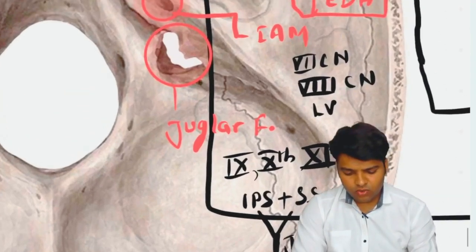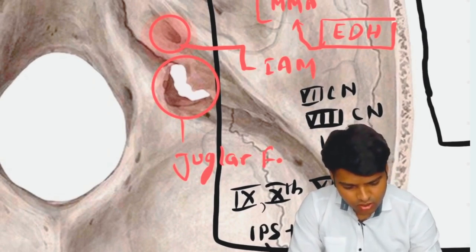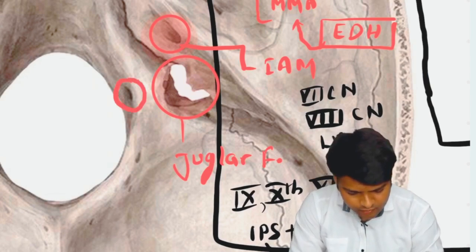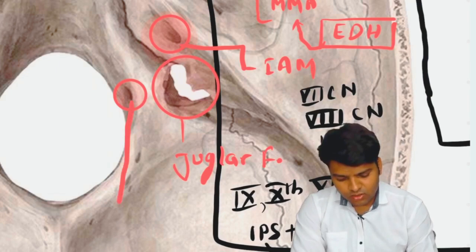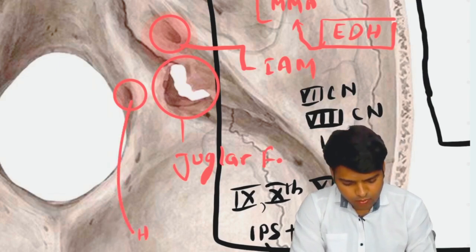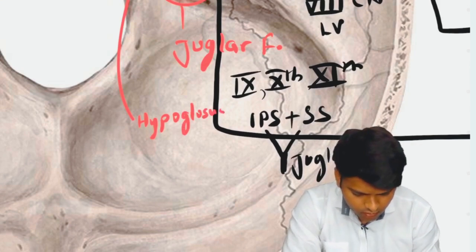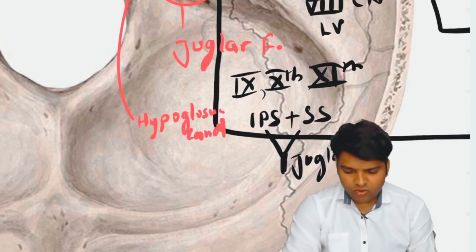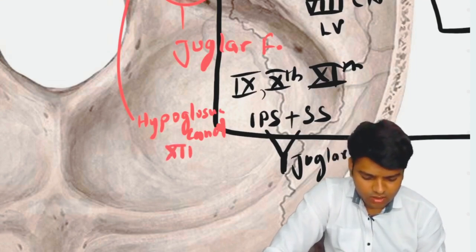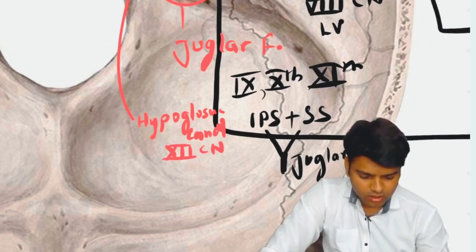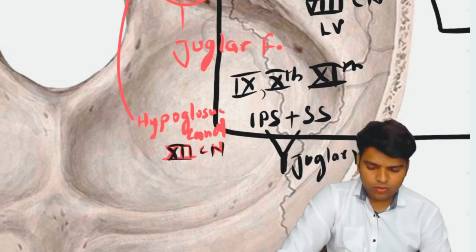I think here, just at the edge of the foramen magnum, you are able to see this new opening, which is called the hypoglossal canal. Okay, and what structure passes through the hypoglossal canal? The hypoglossal nerve, which is the 12th cranial nerve, passes through the hypoglossal canal.